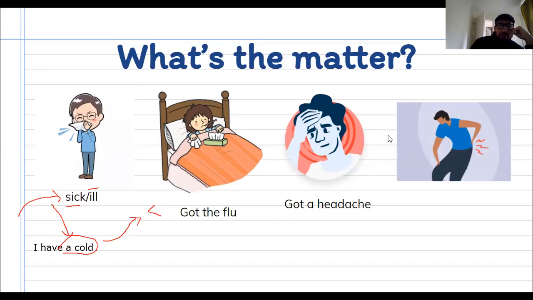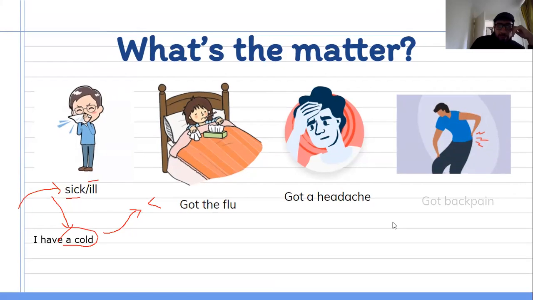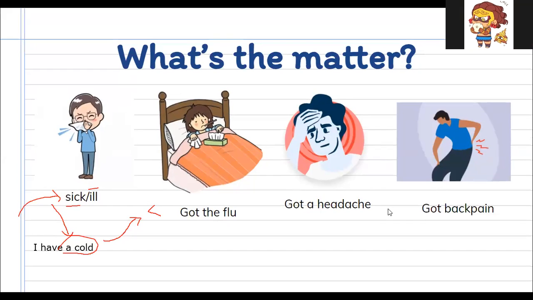No, Luciano, this one is just a headache. What about this guy? Surely he's been lifting heavy things, and then... What's the matter in this picture? Back pain? Yeah, he's got back pain.